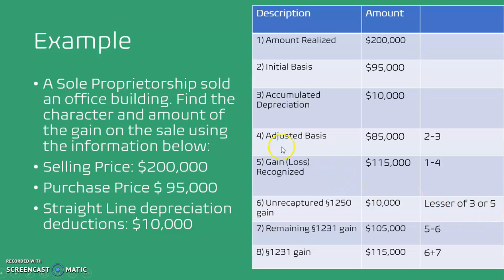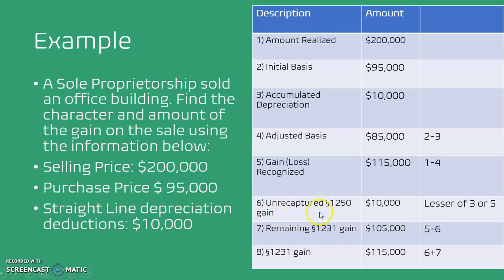So again, we find the adjusted basis by subtracting the accumulated depreciation from the initial basis, which gives us $85,000. Then we find the gain or the loss by deducting the adjusted basis from the amount realized, giving us $115,000. So to find the unrecaptured Section 1250 gain, we would find the lesser of either the accumulated depreciation or the gain or the loss on the sale. The one with the least amount is the accumulated depreciation.